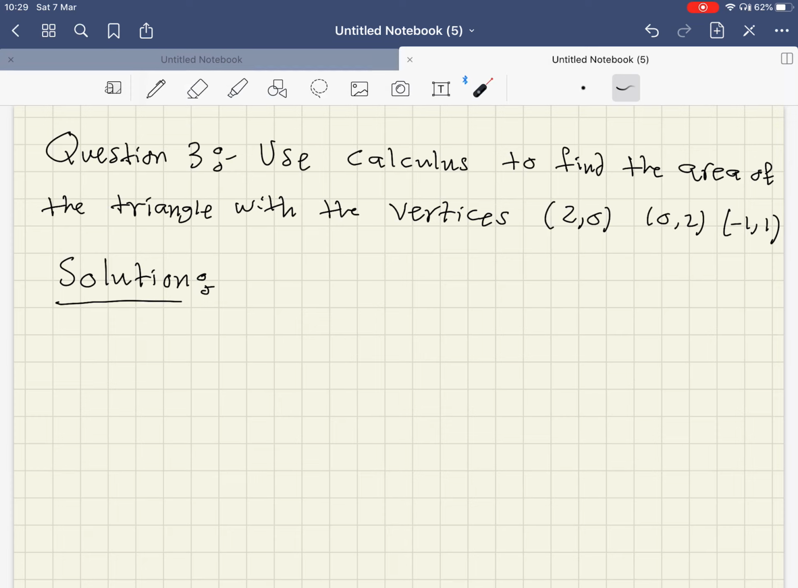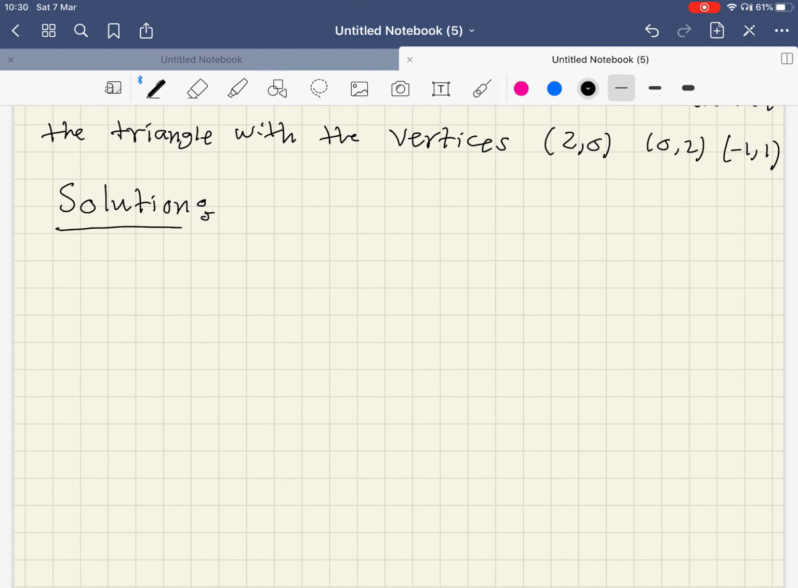This question is a little bit different than the previous 2 questions because here I don't have the functions or the curves that will make the region for me. So the first step we need to do, as usual, is sketch this triangle with those vertices. And after that, we need to find the equation y equals something, or x equals something in terms of y. So the first step we'll do is go ahead and sketch the triangle.